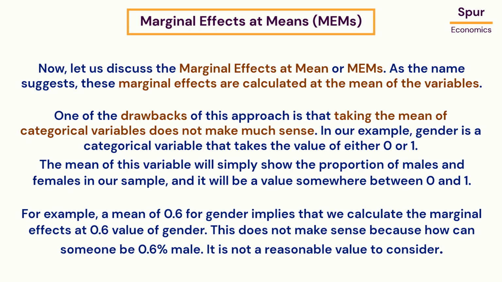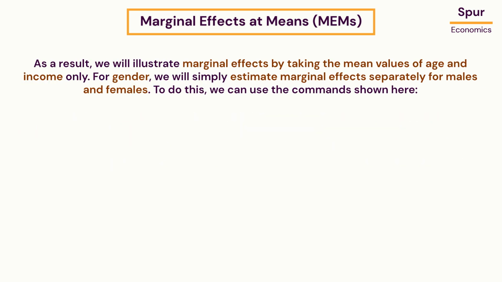For example, a mean of 0.6 for gender implies that we calculate the marginal effects at 0.6 value of gender. This does not make sense because how can someone be 0.6% male? It is not a reasonable value to consider. As a result, we will illustrate marginal effects by taking the mean values of age and income only. For gender, we will simply estimate marginal effects separately for males and females. To do this, we can use the commands shown here.